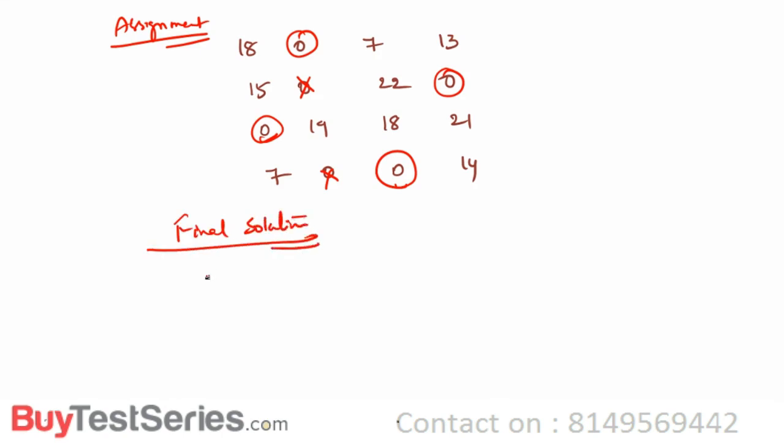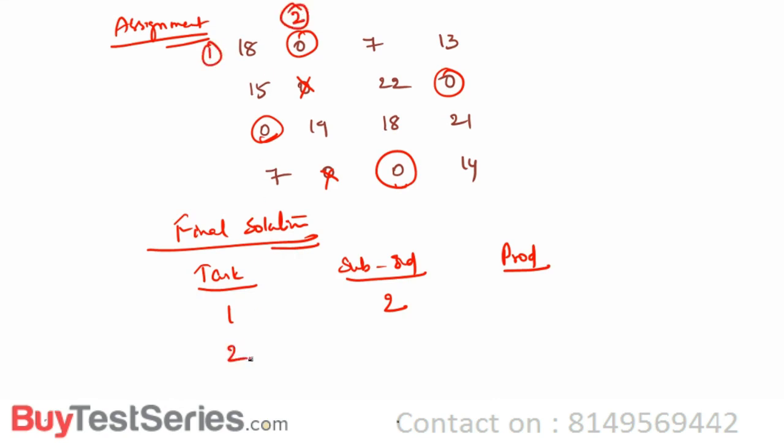Your final solution will be: task will be the first column, subordinate will be the next column, production will be the next column. Now, task 1 is given to subordinate 2, correct? Here, this is task 1 which is given to subordinate 2. Task 2 is given to subordinate 4. Task 3 is given to subordinate 1. Next, task 4 is given to subordinate 3.